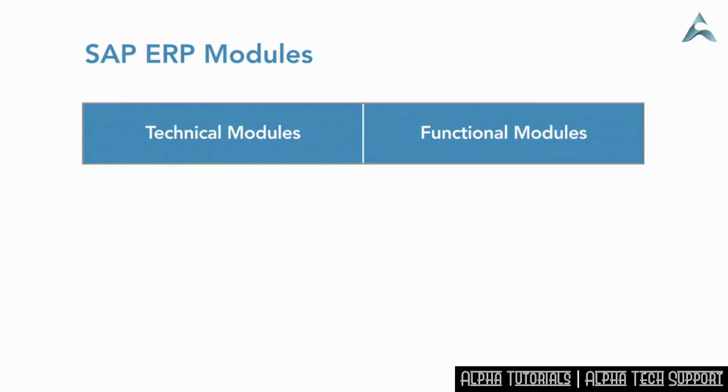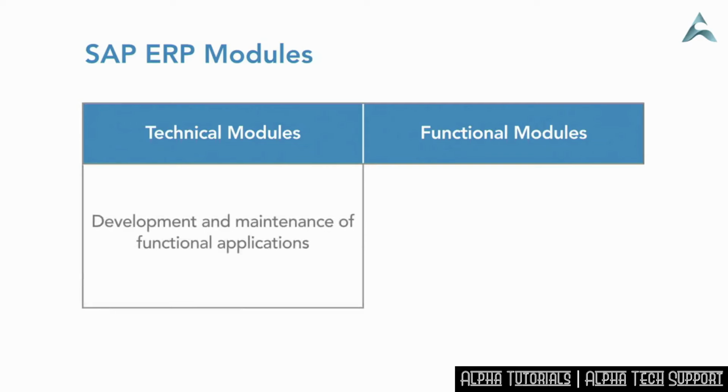Work done in technical modules makes sure the system runs correctly. Developing or maintaining functional applications is completed in technical modules. Because of this, most SAP end users never come in contact with any of these modules. We'll spend most of our time focusing on functional modules.